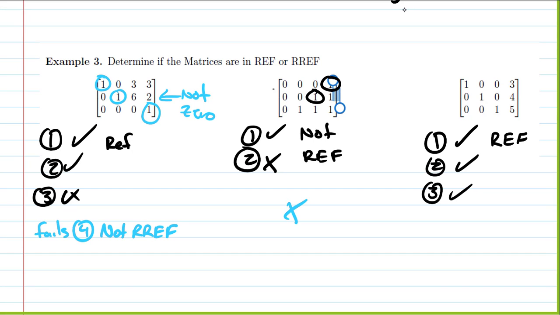This one we didn't have to check at all because it wasn't REF. Here we check above and below, above and below, above and below. So this one satisfies 4, so it's also in reduced row echelon form.